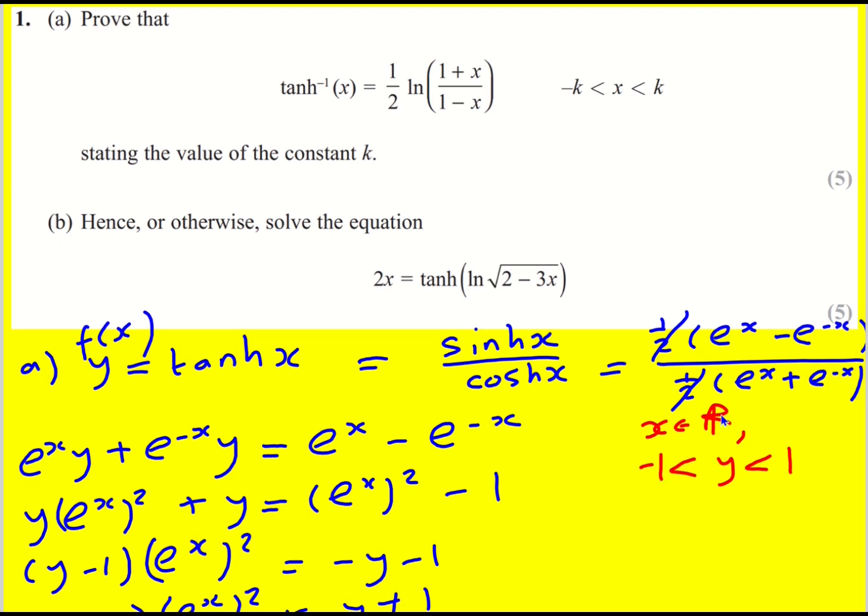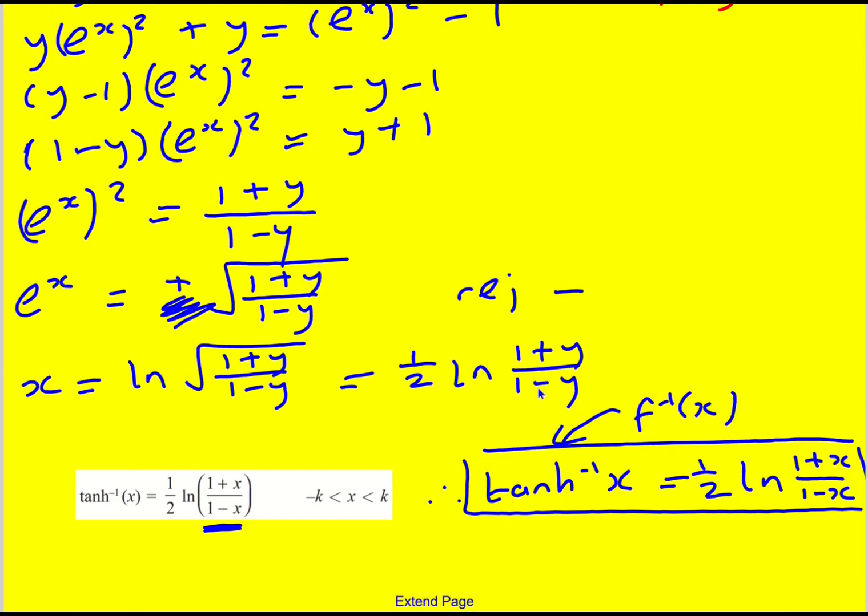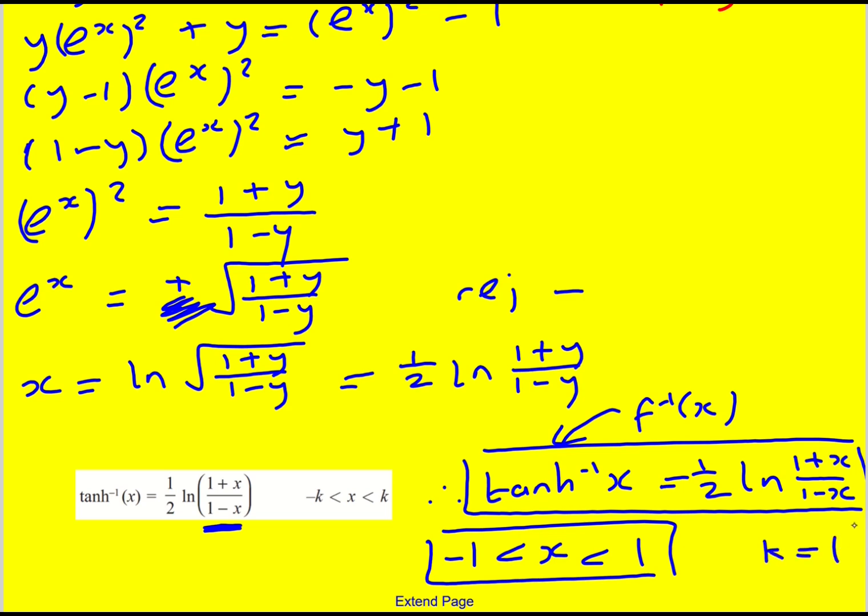So that is the range for tan hyperbolic. I've only gone through that quite quickly, but it's something you should have seen in the past. And this becomes the domain for our inverse: minus 1 less than x less than 1. It did say to specify k, so I'll just write down k equals 1.